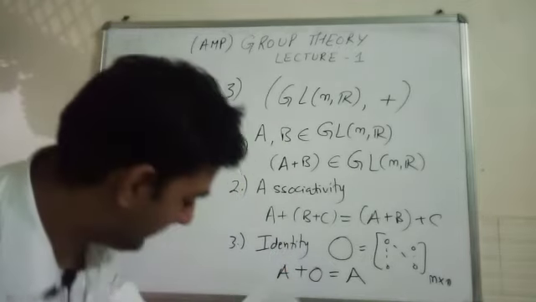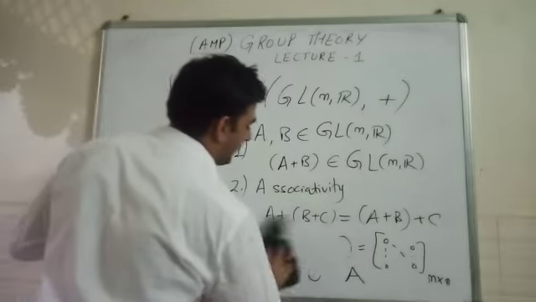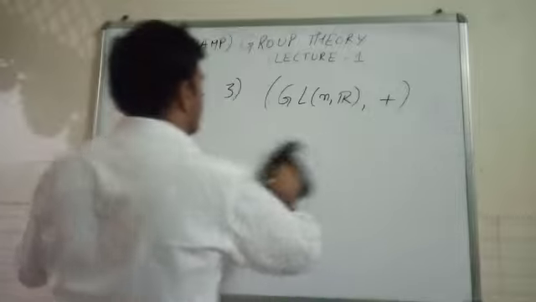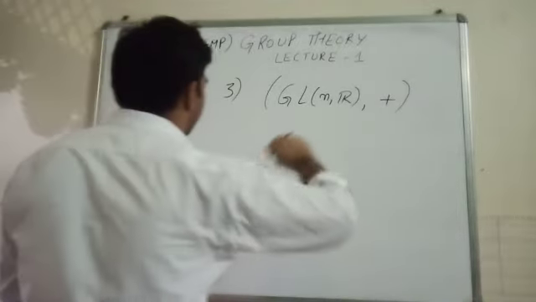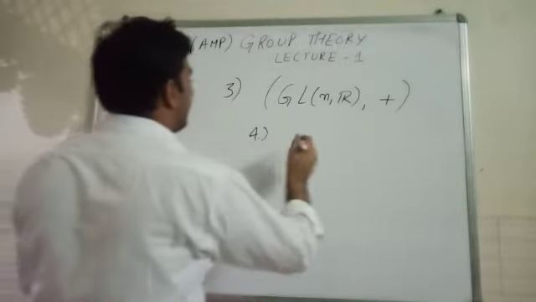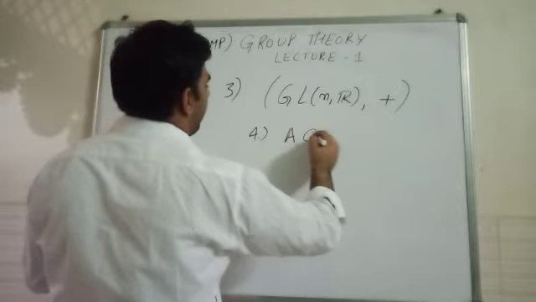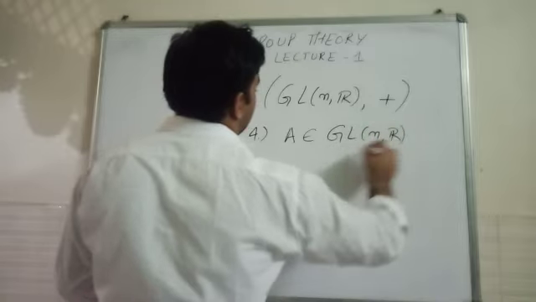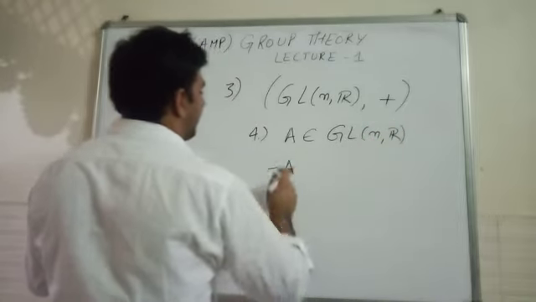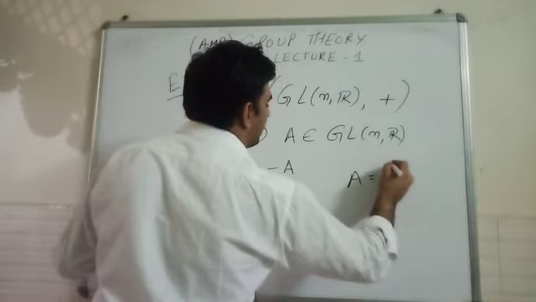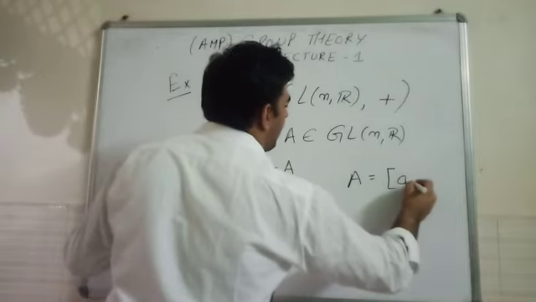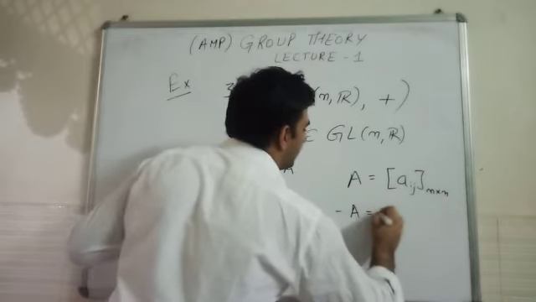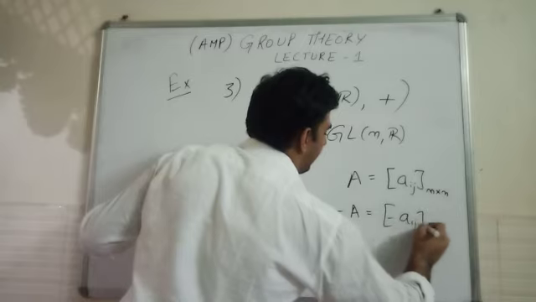And the fourth one is the inverse, with respect to the addition. So for all matrices A in this set, there's a matrix minus A. For example, A has the elements Aij, n cross n, then minus A would have elements minus Aij, n cross n.